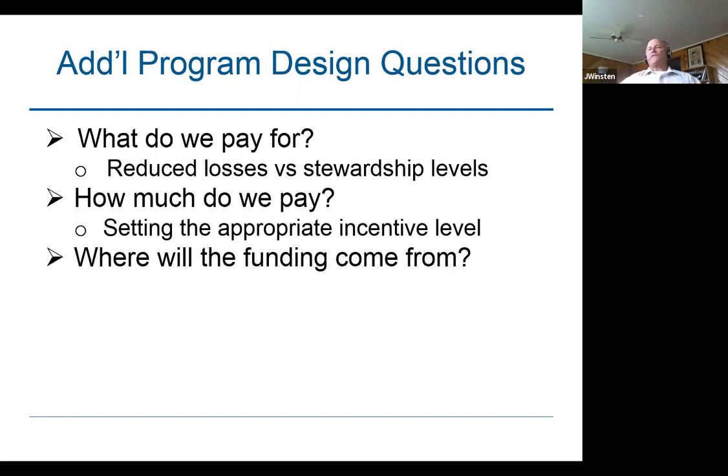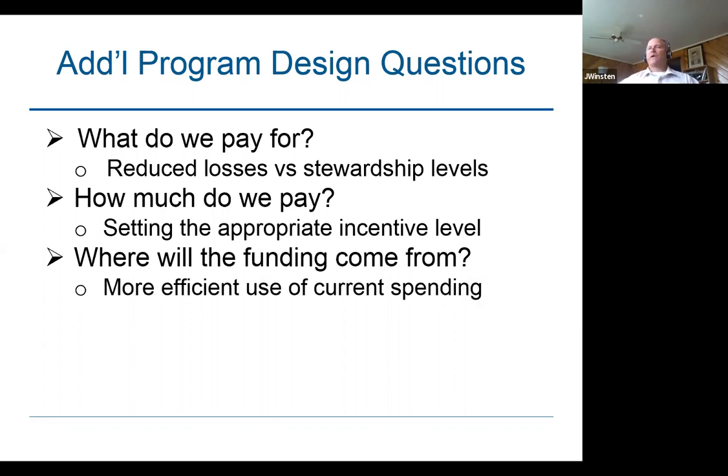So where will the funding come from for a pay-for-performance approach? This is a question that I used to get all the time. I don't so much anymore. But as I mentioned, there's $5 billion a year or more that the federal government is spending on conservation programs every year, and the states all kick in money. So there's already quite a bit spent.